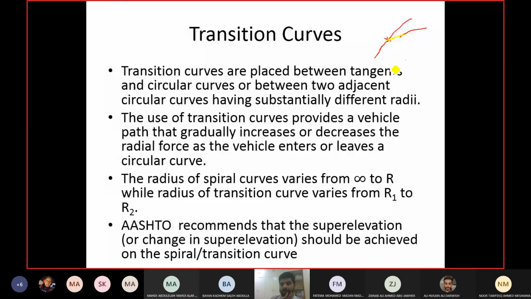This spiral curve has a changing radius from start to end. Its initial radius is infinity, then from one point to the next point it will keep on changing until it reaches r at the end point, and the end point is meeting this circular curve. So this is the function of the spiral curve, to change your radius from infinity to r gradually, from point to point. And similarly, you will have a spiral curve at the end of this curve as well, or a transition curve if it is meeting with another circular curve.